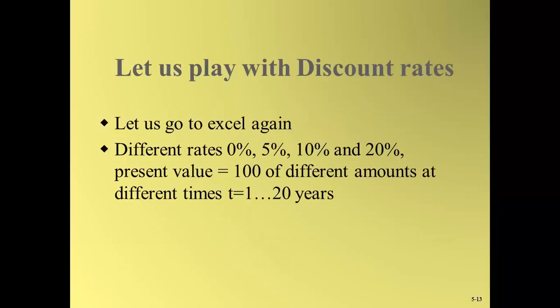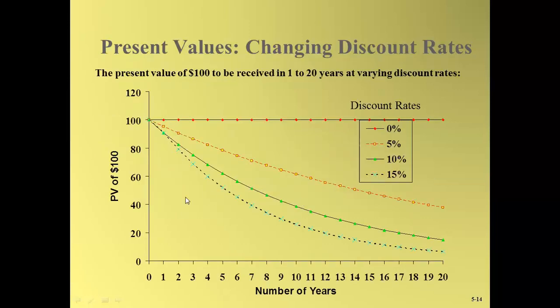Now, in order to play with discount rates, it can be shown in Excel that if we use 0%, 5%, 10%, and 20% with a present value of $100 for different amounts and at different times, 1 through 20 years, we come to a graph like this. Now here, let me see. At 0%, for example, you will have to have $100 every year to finish up with $100 at the end of the 20 years.